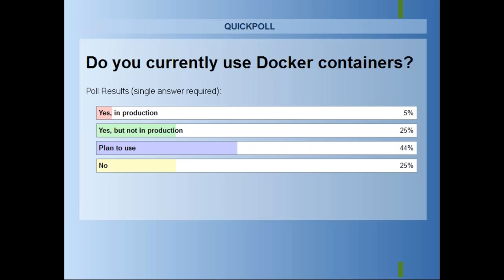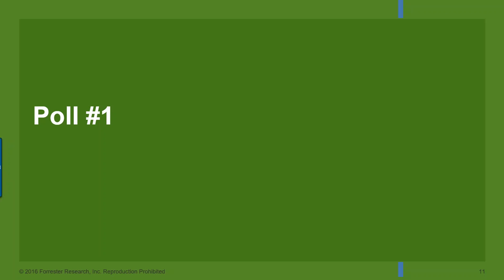1, here are our answers. This is kind of what I was expecting to see, Alan. Yep, that seems to be the MO right now, as we're still, I think, early in the adoption phase here. Yeah, a lot of plan to use, a lot of excitement. I get a whole lot of questions at Forrester from our clients about microservice containers, Dockers, and the like. So yeah, that's great. That's interesting.